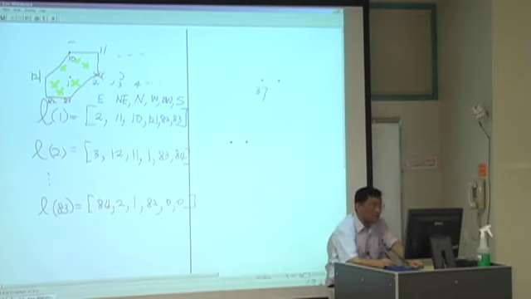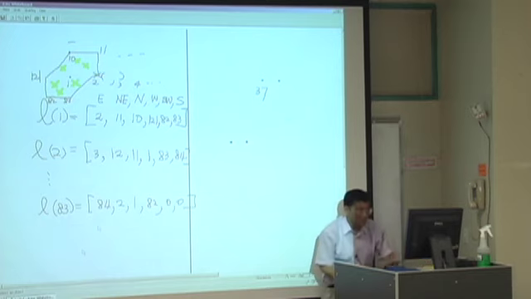Then please find this one. L of 2, L of 1, 2, 1. Please find L of 1, 2, 1. Oh, this is the last one, right? This is exactly the last one. So please find it.